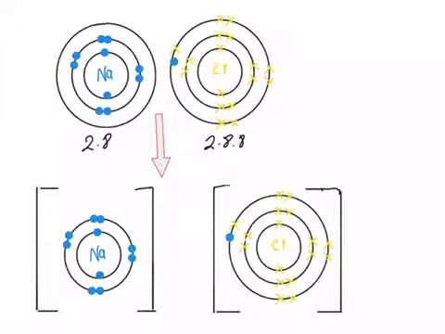Because this electron from the sodium has been transferred from the sodium to the chlorine, sodium now has an electron configuration of 2, then 8. 8 is a full outer shell. Chlorine now has an electron configuration of 2, 8, 8. So chlorine now has a full outer shell.